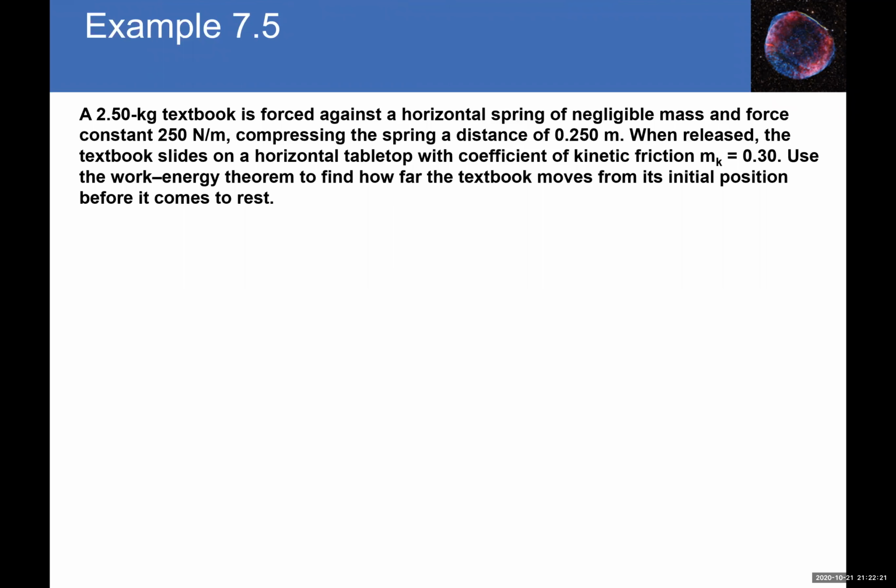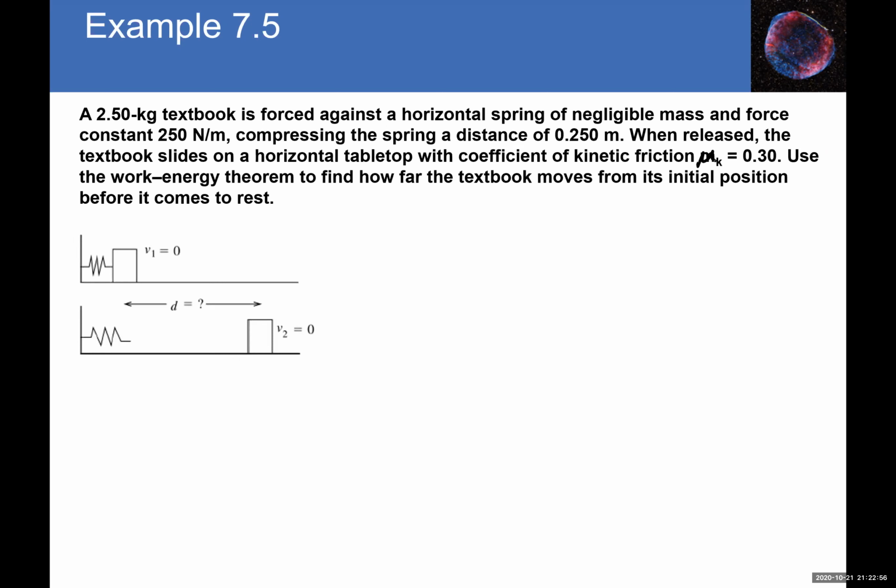A 2.5 kilogram textbook is forced against a horizontal spring of negligible mass and force constant 250 newtons per meter, compressing the spring a distance of 0.25 meters. When released, the textbook slides on a horizontal tabletop with a coefficient of kinetic friction mu k equal to 0.3. Use the work energy theorem to find how far the textbook moves from its initial position before it comes to rest. All right, so I have a picture over here, right?